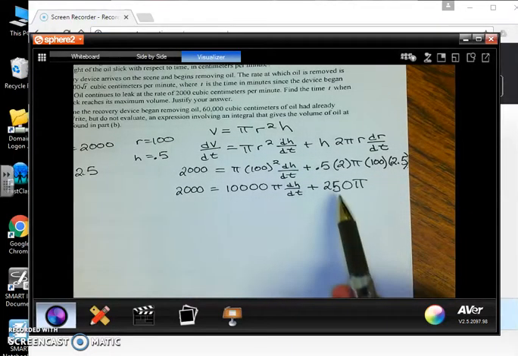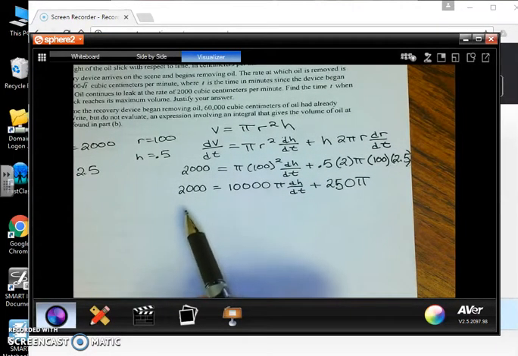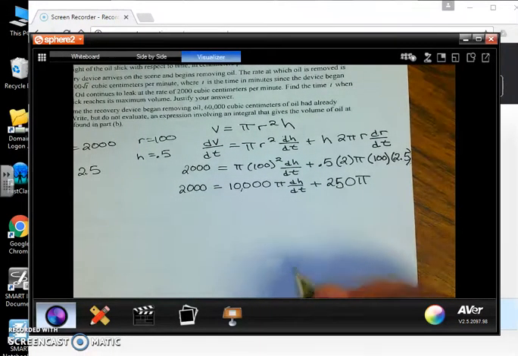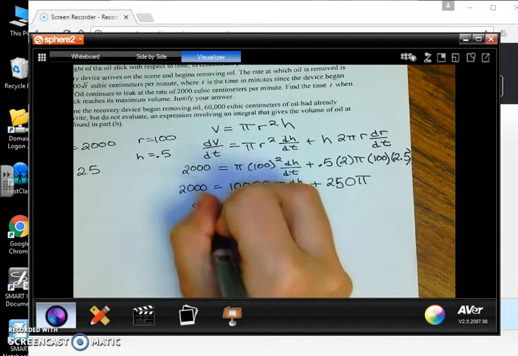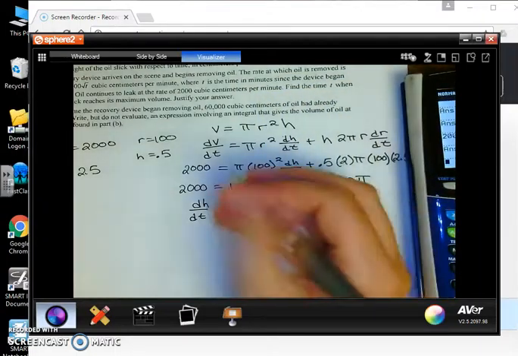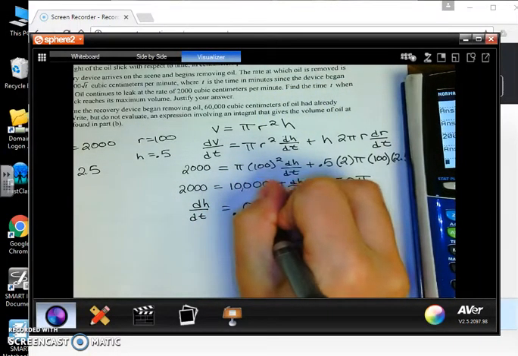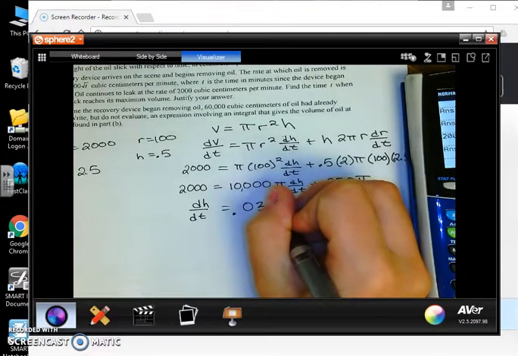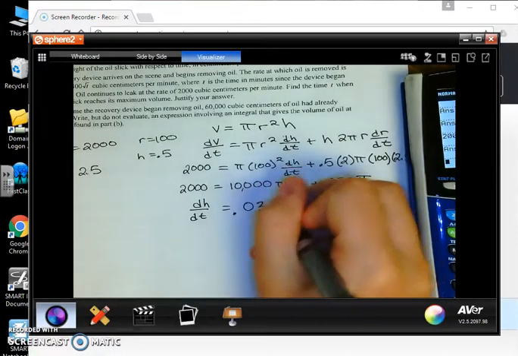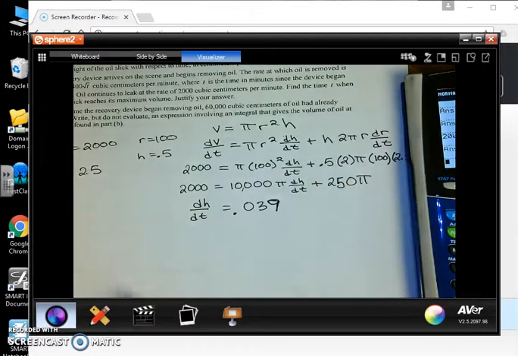Okay, so you type that in. You're going to subtract this from either side, and then you'll have to divide by 10,000 pi. So after some calculator work, you should get the change in height over time was 0.039. I'll round to 3 decimal places there. Okay, so that's what you get for your change in height over time, and I think that is all that part A asked you for.